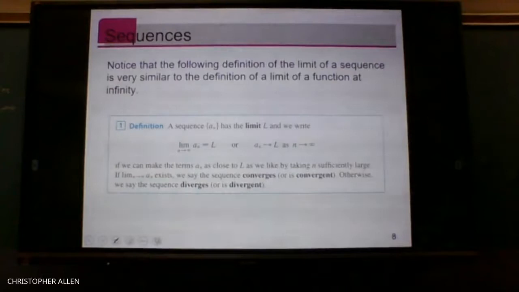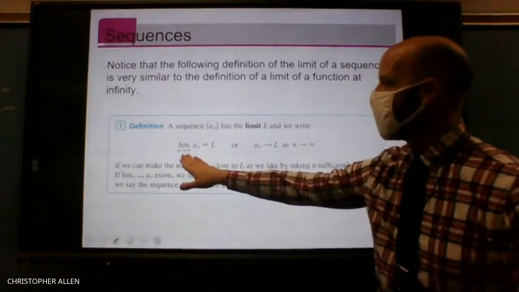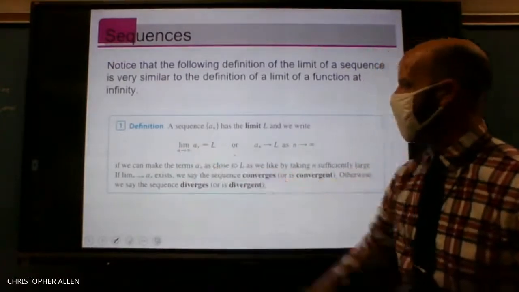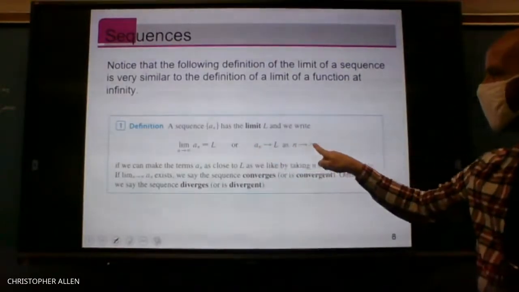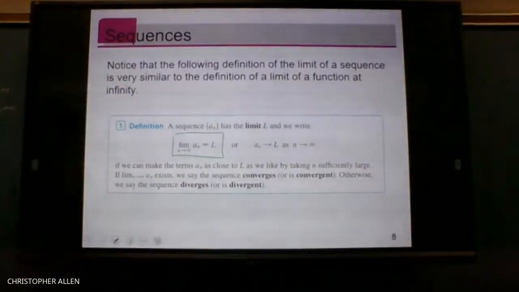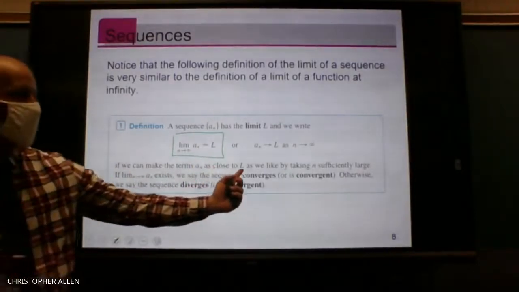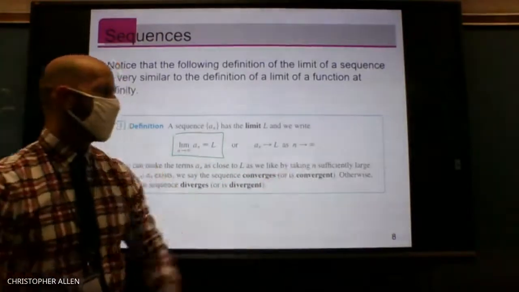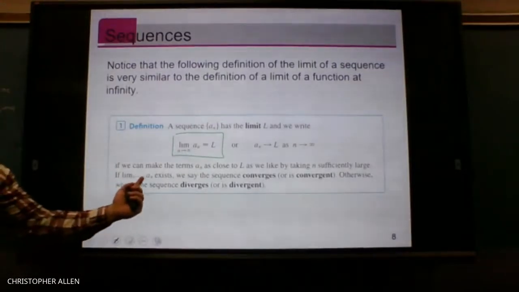All right, so here we go, definition. A sequence has a limit L, and we write the limit as n goes to infinity of a sub n equals L, or you can write it as a sub n goes to L as n goes to infinity. Now, I'll be honest with you, this is kind of how I prefer to have it written. I think it's more compact, and it kind of goes back to what we've done in the past. But either is fine. If we can make the terms a sub n as close to L as we like by taking a sufficiently large n, the limit as n goes to infinity of a sub n exists.